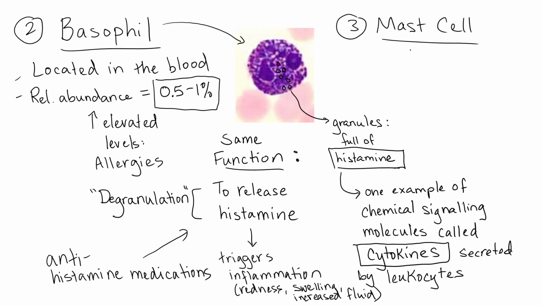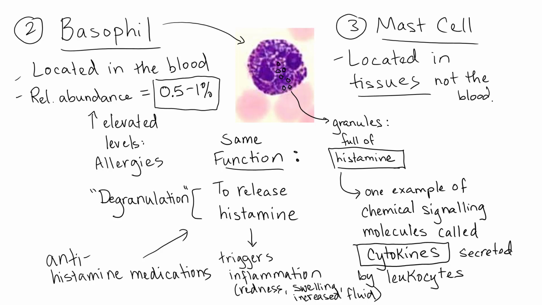So mast cells. Okay, so mast cells do basically everything that we just described regarding the basophils. The only difference, though, is that these are located in the tissues, not in the blood. So they're located in tissues, like the skin, okay, the epidermis. They're located in tissues, not the blood. But they have the same function.